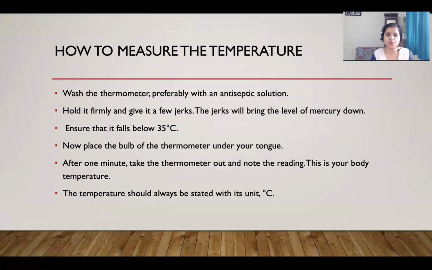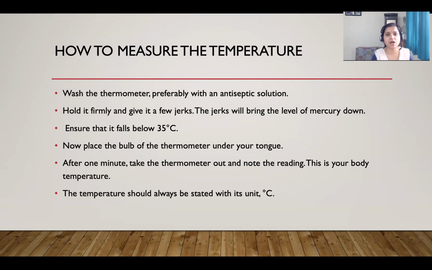Before using this thermometer to measure the temperature of your body, you have to clean it, preferably with an antiseptic solution. After that, give it a few jerks by shaking your hand so that the mercury level will come down, and make sure the mercury level is below 35 degrees Celsius. Now you can put the bulb under your tongue. After 1 minute, you can remove it from your tongue and take the reading.